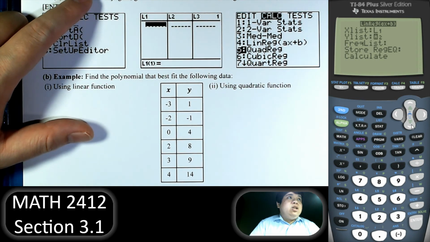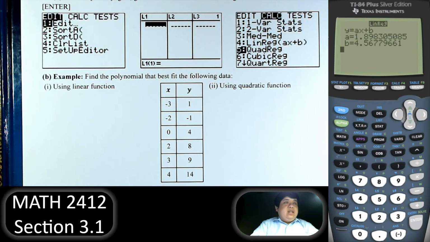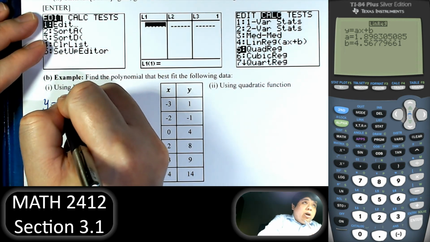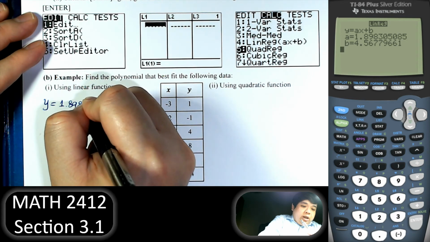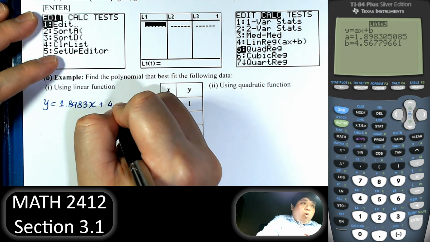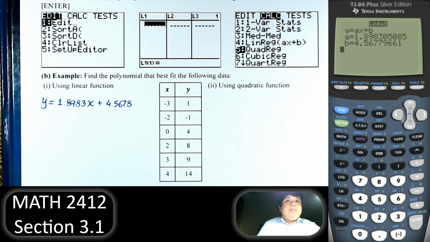List 1, list 2, and we just calculate. It will give us this equation, so we will write out the linear function: y equals 1.8983x plus 4.5678. Right, so we found the function. Now if we just graph that function, it could be good.